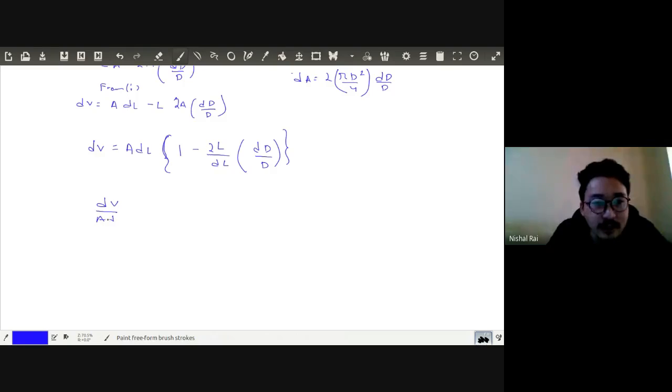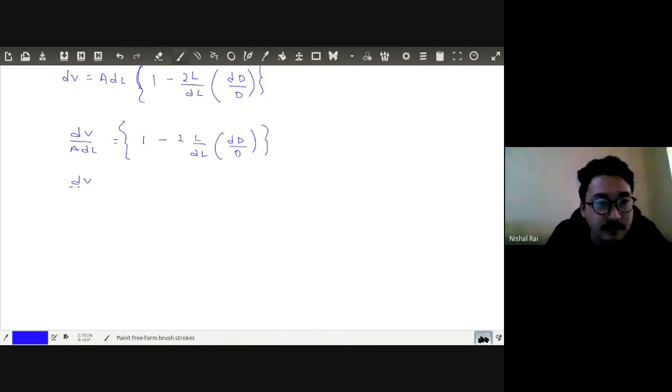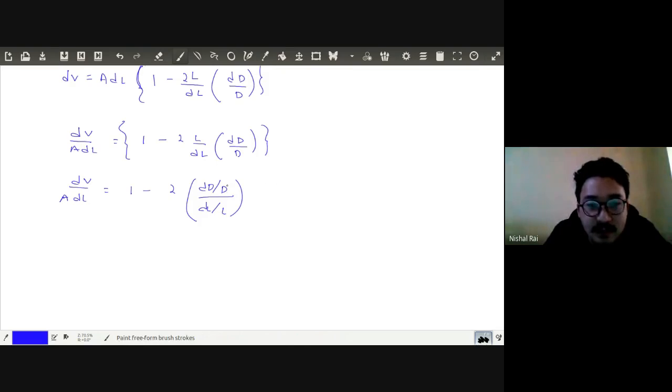So we can divide this on the other side. So A dL will be given by 1 minus twice of L by dL and dD by D. Now if we rewrite this in a slightly different manner, it will be very visible. Let's put dD by D as this, and this as dL by L. Now it is very visible that dD by D is the lateral strain, and this is exactly the longitudinal strain.